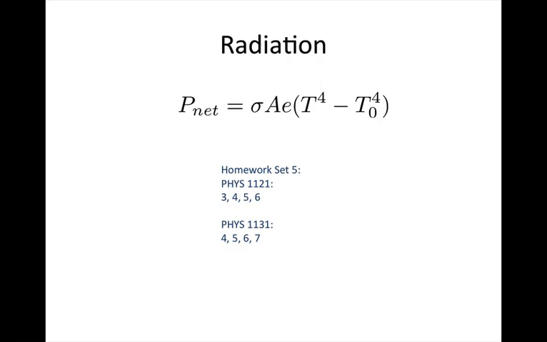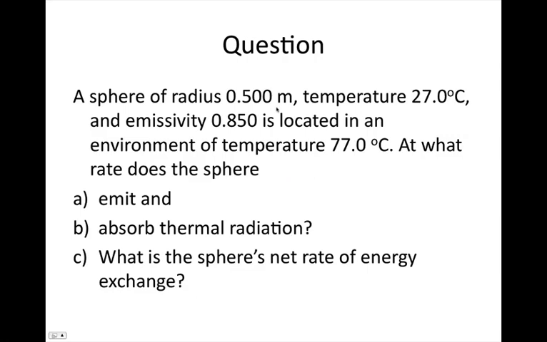Let's do a few examples now. A sphere of radius 0.5 meters, temperature 27 degrees C and emissivity 0.850 is located in an environment of temperature 77 degrees C. At what rate does the sphere A, emit and B, absorb thermal radiation? And C, what is the sphere's net rate of energy exchange? For this question, we're going to assume that radiation dominates. We're not told anything about the conductivity of the environment, so let's just assume it's very low.